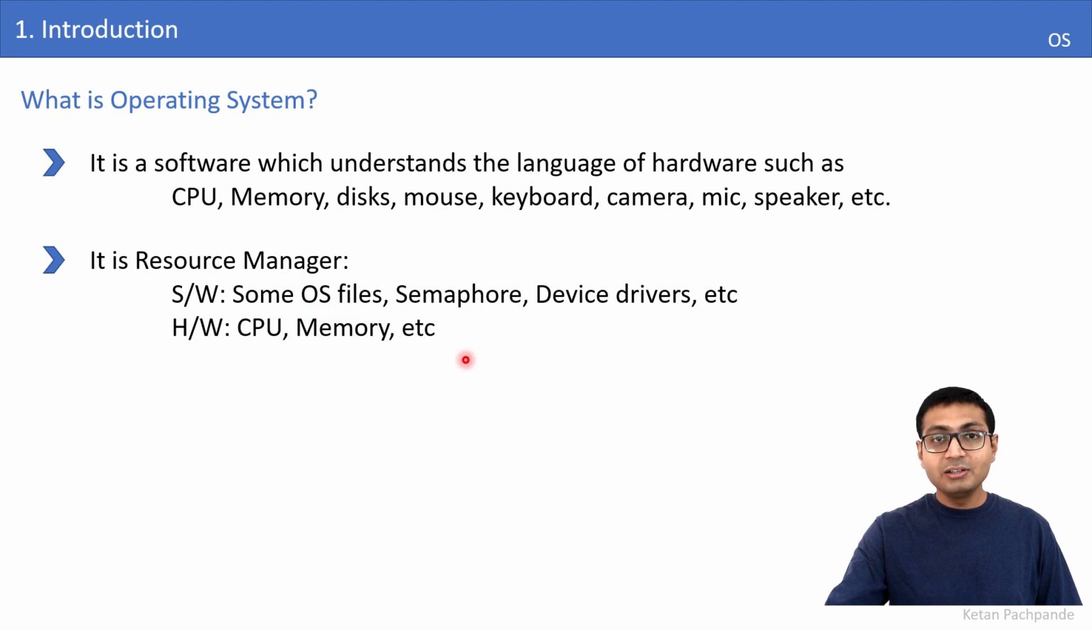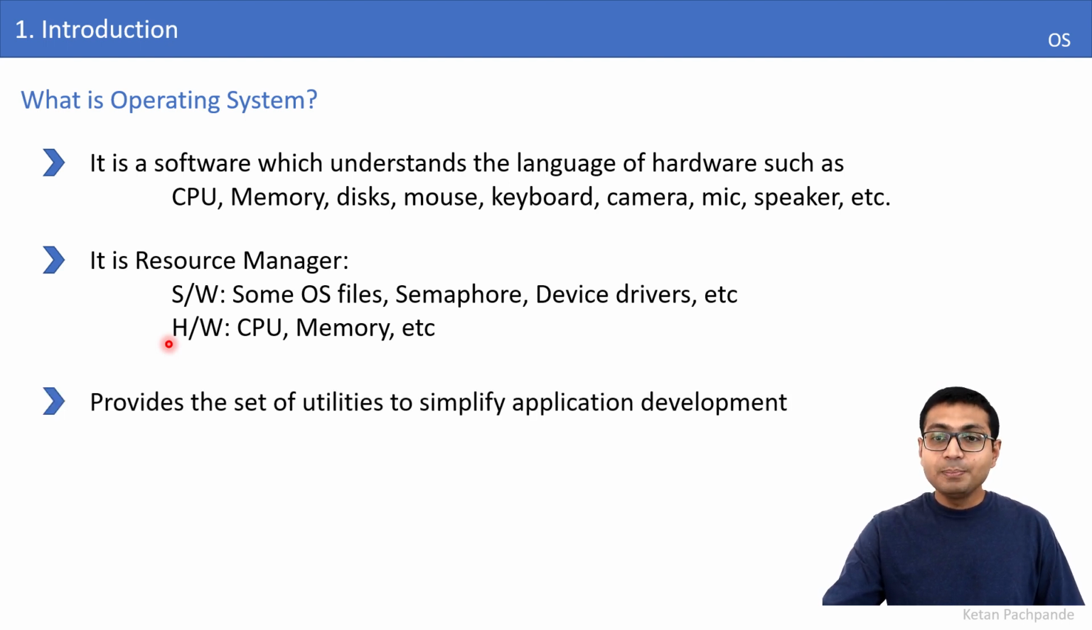Semaphore, we are going to learn one of the very important topics in OS, that is semaphore, in the synchronization chapter, and the device drivers, etc. The hardware resources are nothing but your monitor, mouse, keyboard, RAM, CPU, etc. Operating system provides a set of utilities to simplify the application development. Remember that the end user is not the only user of the operating system.